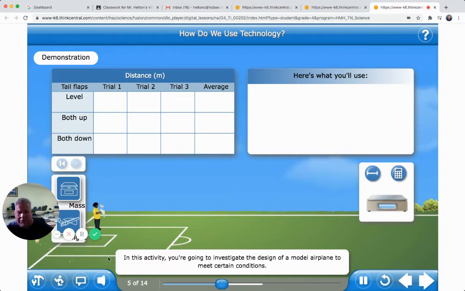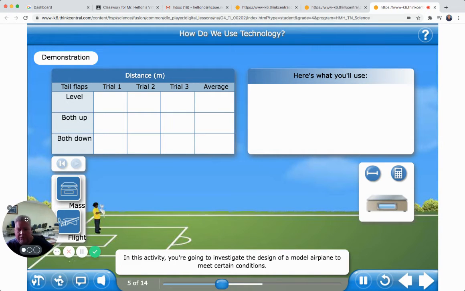In this activity, you're going to investigate the design of a model airplane to meet certain conditions. The plane's mass must be less than 6 grams. The plane must be able to fly at least 4 meters, and it must be possible to adjust the plane's surfaces to make it rise or descend.